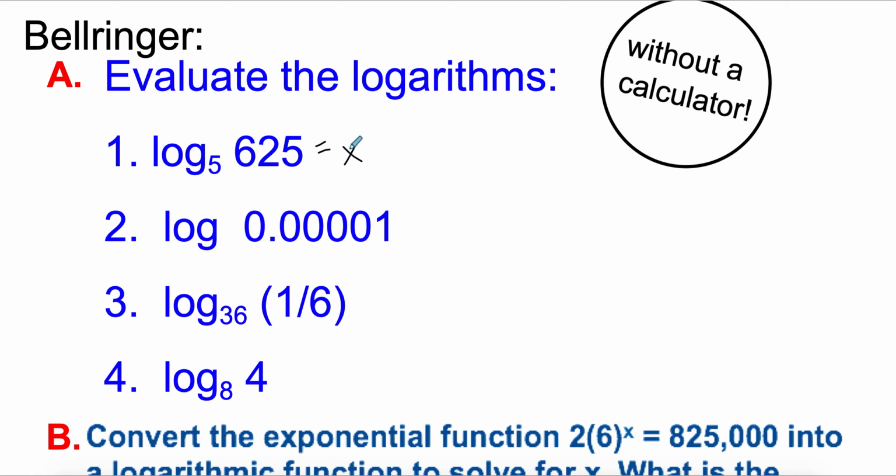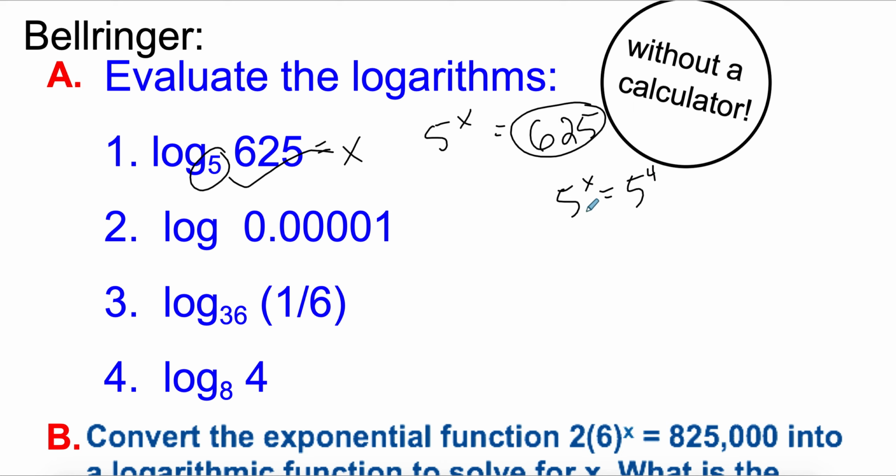Remember, if we have something like these logs here, if we don't know what they evaluate to, we just set them equal to x. And then we use what we call a check mark. So we do 5 to the x equals 625. And then it looks like an exponential equation where we can work with these. We want to rewrite this as a base of 5. So 625 is 5 to the fourth. And we can just get rid of the 5, and x equals 4. So this first logarithm would evaluate to a 4. And it should make sense if we put the 4 in there: 5 to the fourth is equal to 625.